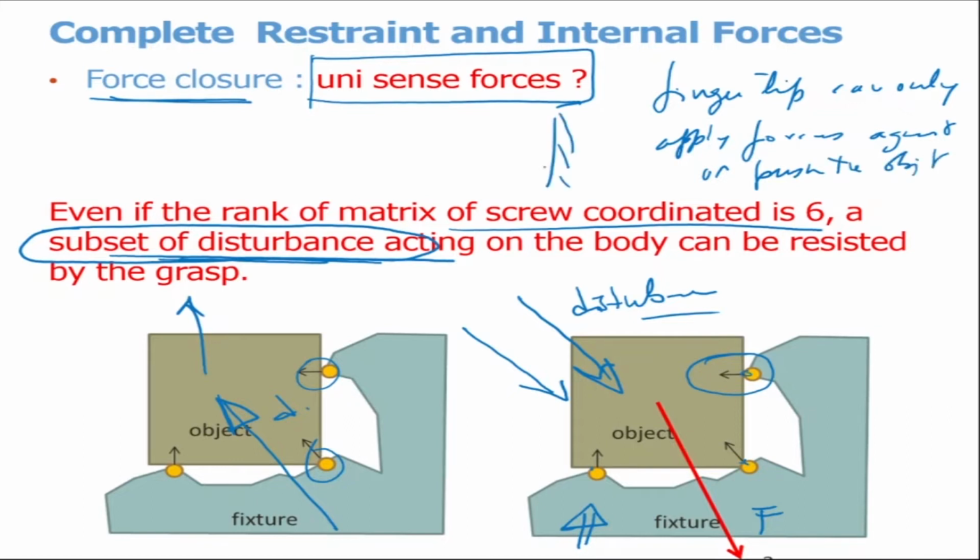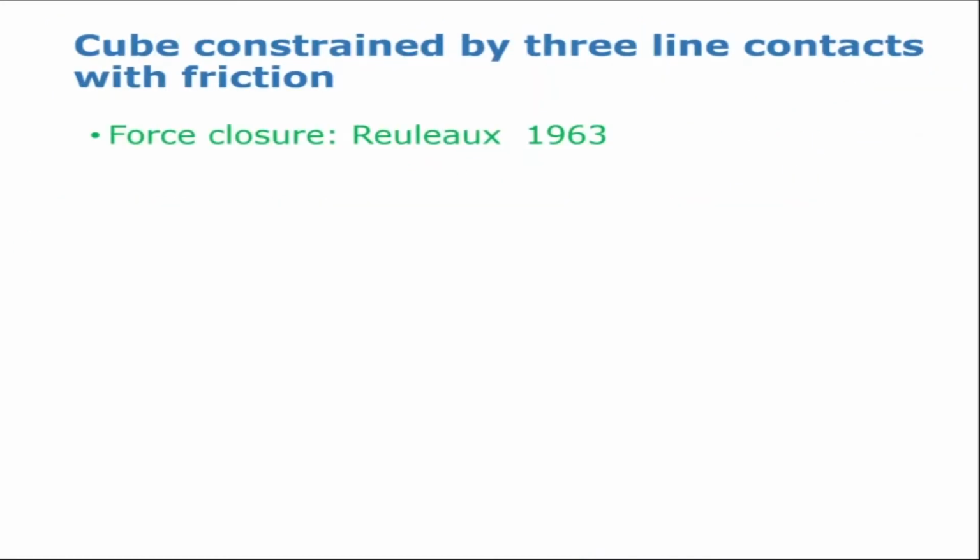So if we have an object here, force can be applied in this direction, but it cannot be applied in this direction. That is the meaning of unisense force, and because of that we have what is called force closure. It basically means that because the fingertip cannot pull the object, if there is a force in that direction, it will not be able to resist it.